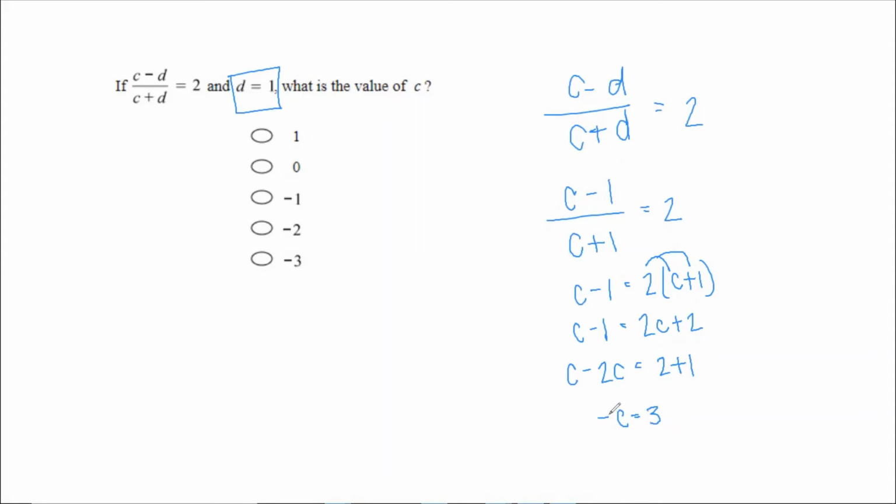And then we're going to want to flip that, right? So essentially, this is negative 1 times C equals 3. Whoops. Make that a 3. Great. And then we're going to multiply that by negative 1. So C equals negative 3. And there's our answer. Going up here, we can see that negative 3 is an option.